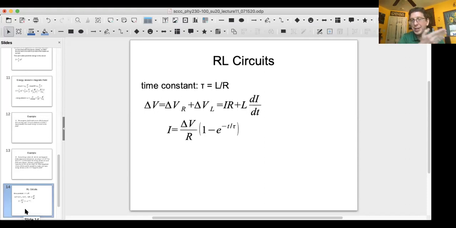When you go through the differential equation, I won't repeat it, just go back to your notes or the video for the RC circuit and follow along with the slightly different terms, but you get a very similar result: I as a function of time is equal to delta V over R, which is the maximum current, the current you would have if the inductor wasn't there, multiplied by 1 minus e to the negative t over tau.